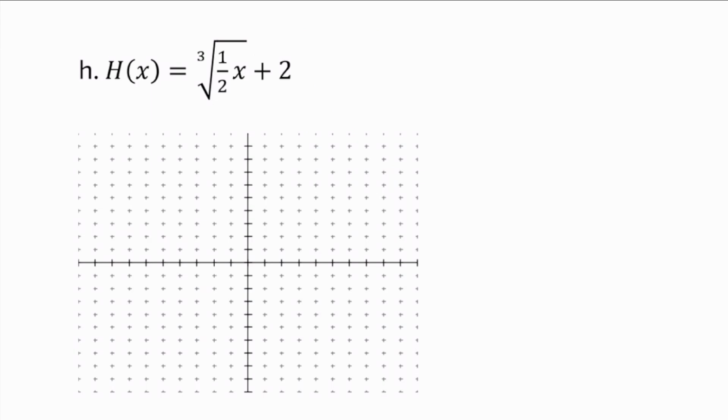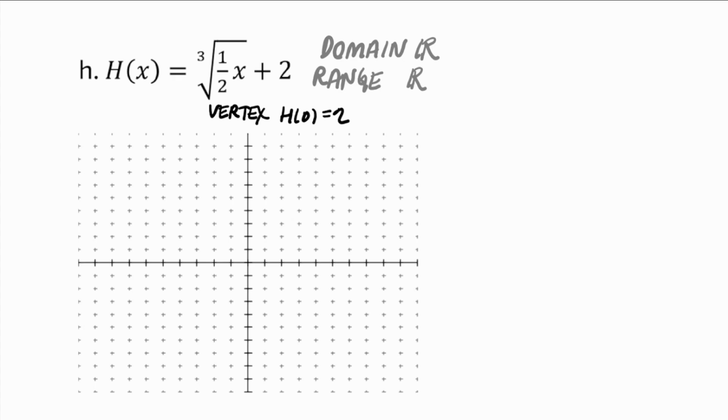All right, last one here. So h of x is a cube root function. So that means that the domain and range are going to be all real numbers. If I want to find the vertex point on this thing, then I'm going to think about what x makes me take the cube root of 0. That's going to be x equals 0, and h of 0 is equal to 2. So I go and I plot the point 0, 2.